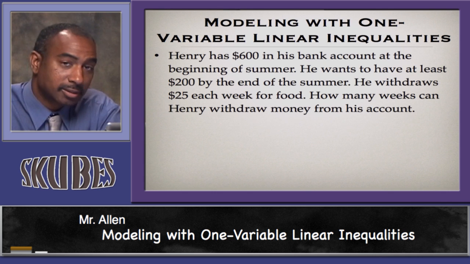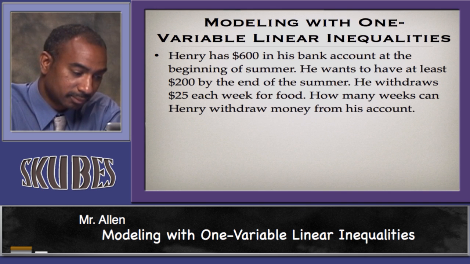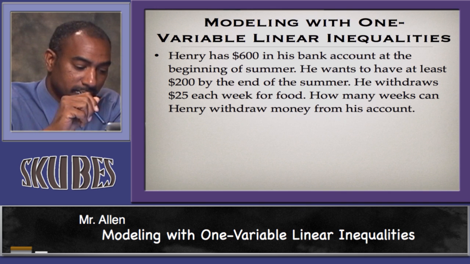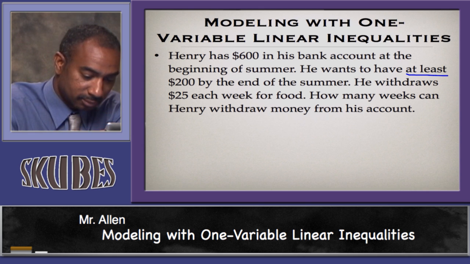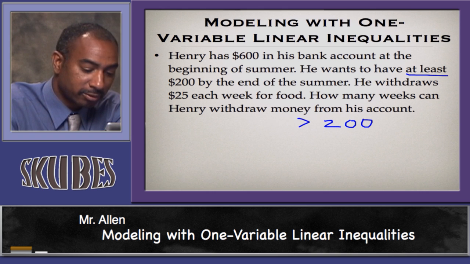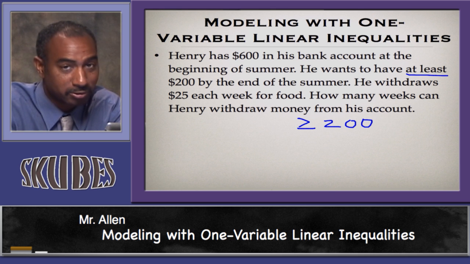All right, Henry has $600 in his bank account at the beginning of summer. He wants to have at least $200 by the end of the summer. He withdraws $25 each week for food. How many weeks can Henry withdraw money from his account? All right, so he wants to have at least $200. So that means the amount of money has to be greater than or equal to 200. He doesn't want less than 200.